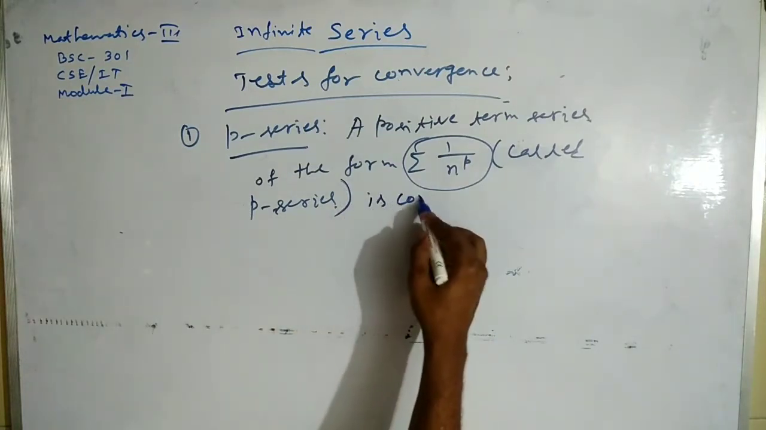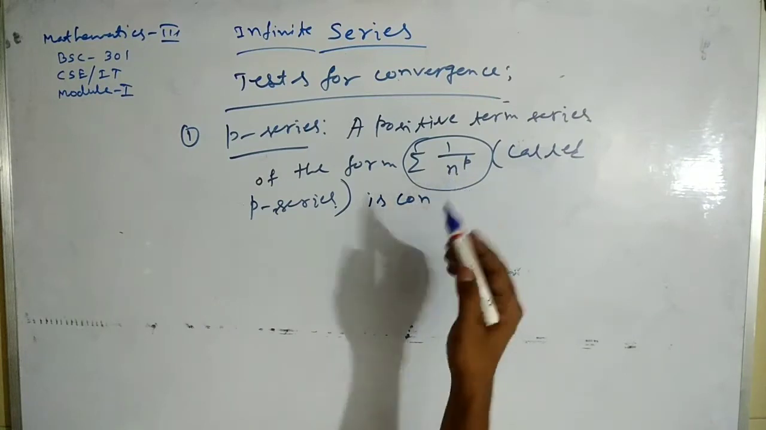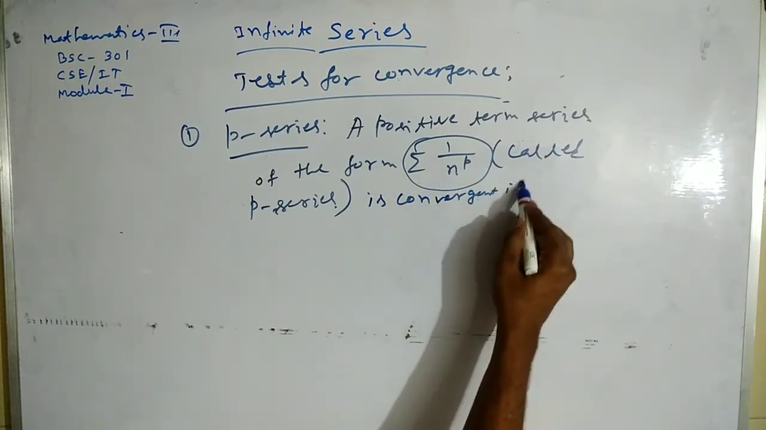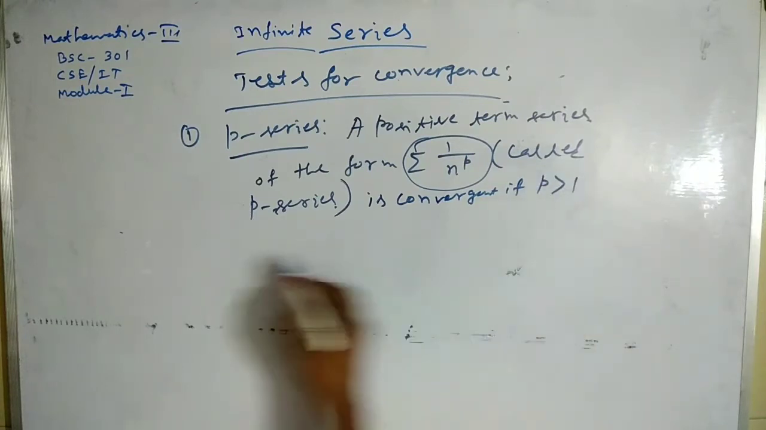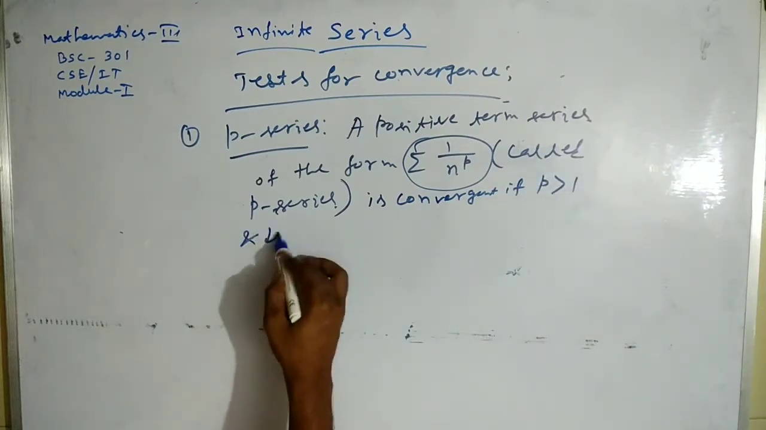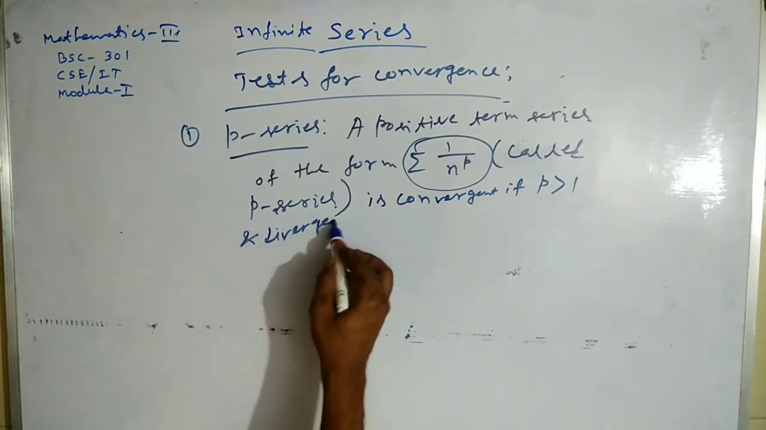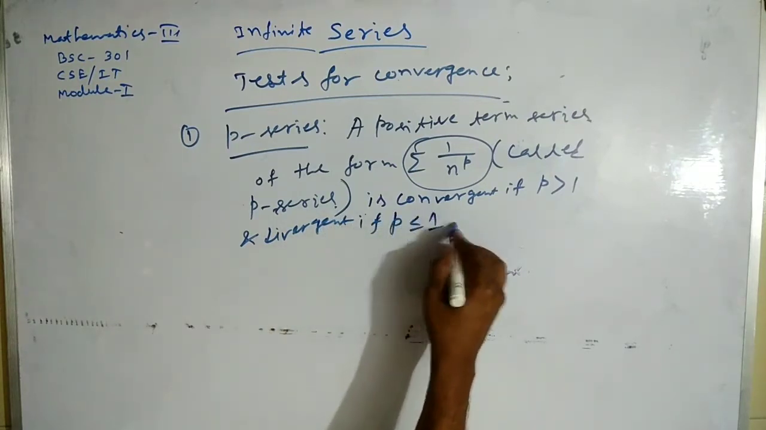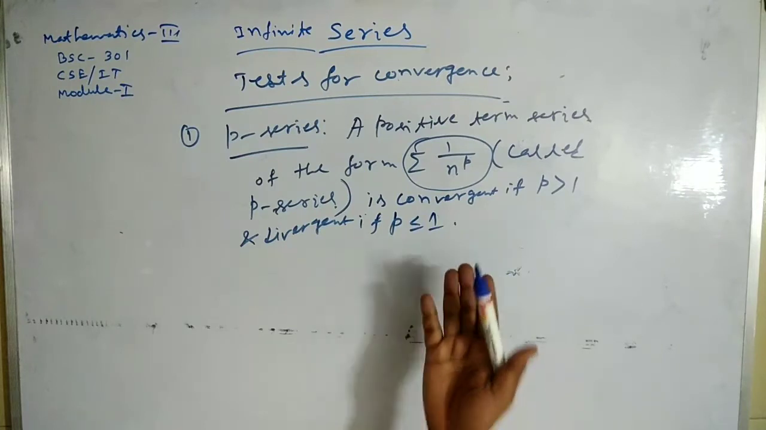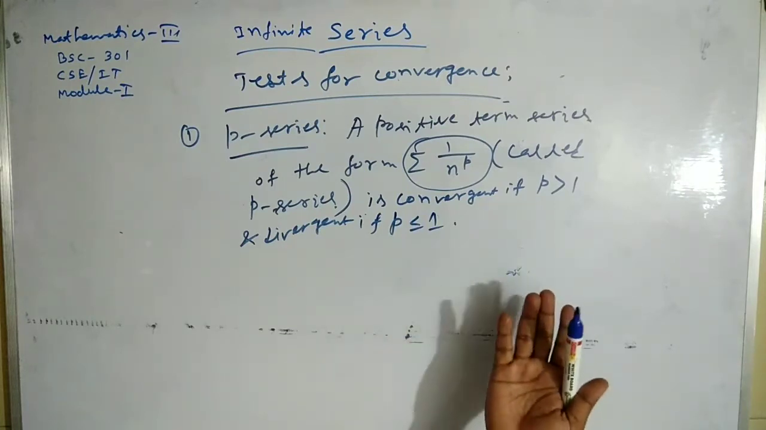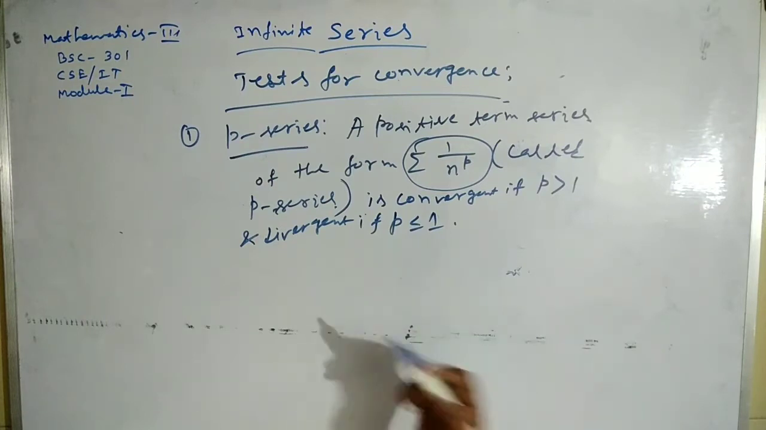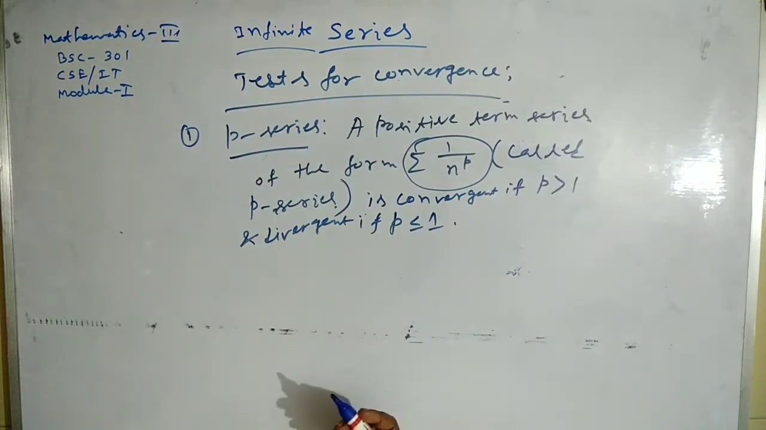This series will be convergent if p is greater than 1 and divergent if p is less than or equal to 1. So a p series will be convergent if p is greater than 1 and divergent if p is less than or equal to 1. Suppose we are taking an example.